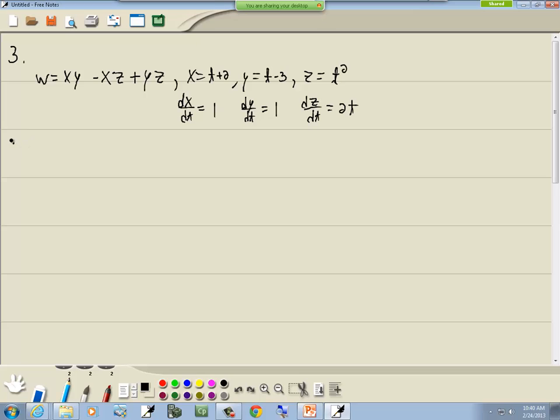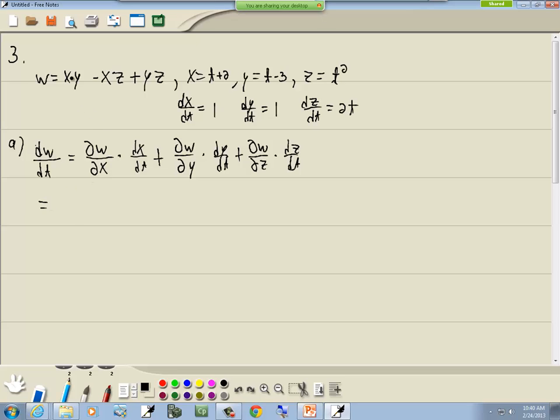Okay, so part A. I'm going to take the derivative of w with respect to t. It's going to equal partial of w with respect to x times dx/dt plus the partial of w with respect to y, I said w but I wrote down y, times dy/dt plus the partial of w with respect to z times dz/dt.